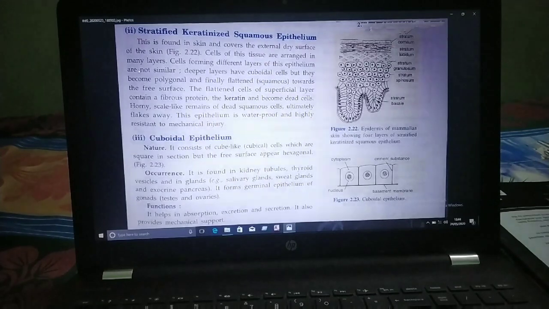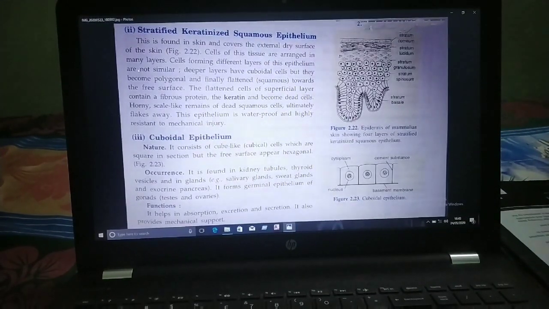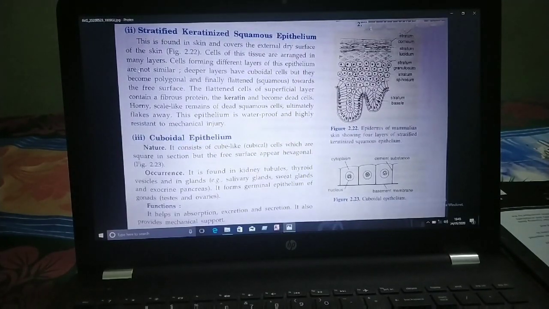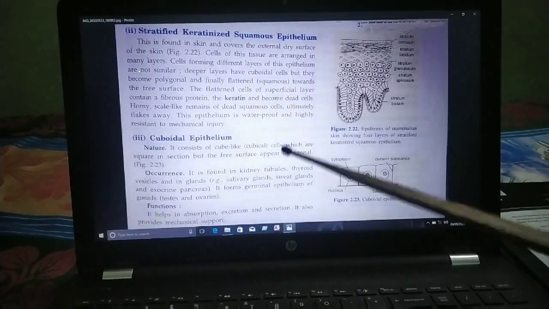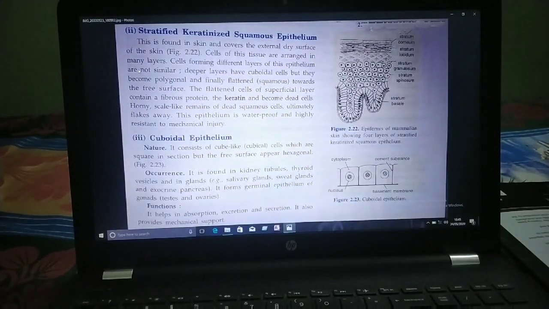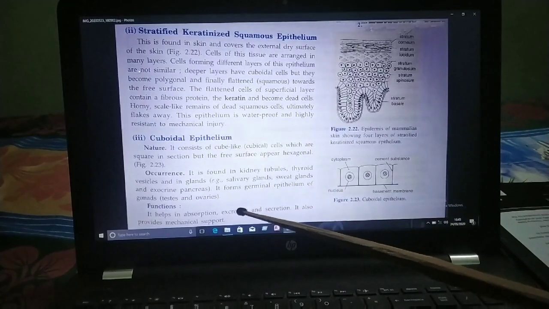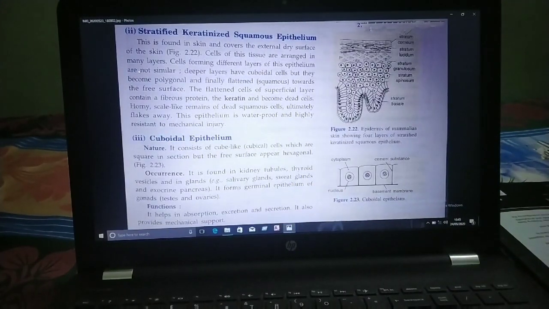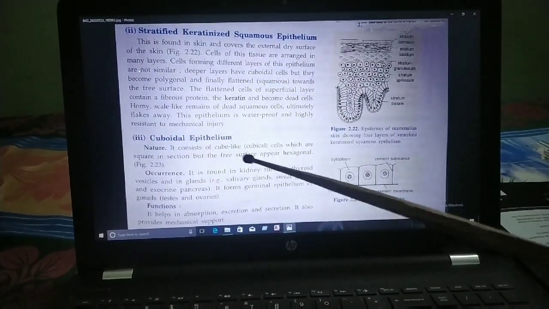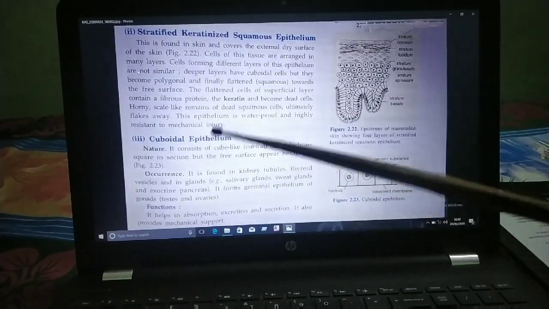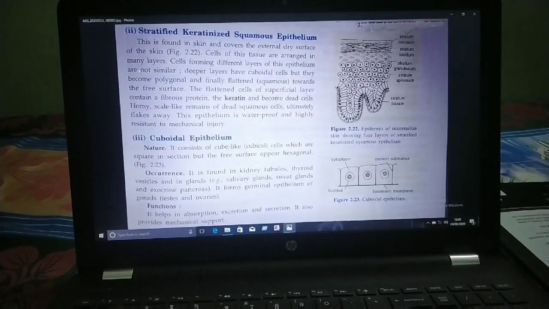It is found in kidney tubules, thyroid vesicles and in glands. For example, salivary glands, sweat glands and exocrine pancreas. It also forms the germinal epithelium of gonads, testes and ovaries. This cuboidal epithelium helps in absorption, excretion and secretion. It also provides mechanical support. Children, you must remember the location where this cuboidal epithelium is present and its functions also.